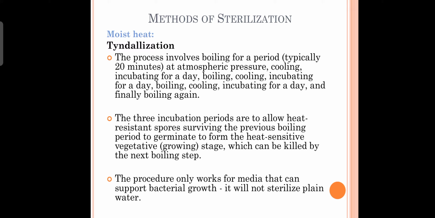Now we are going to study how this process happens. In Tyndallization, the process involves boiling for a period, typically 20 minutes, at atmospheric pressure, cooling, and incubating for a day. Then boiling, cooling, incubating for a day, and boiling, cooling, incubating for a day, and finally boiling again. It means a 3-day process. First we boil for 20 minutes, then cool. Next day again we boil, again it cools. So whatever microorganism or pathogen grows in between this time can be killed.